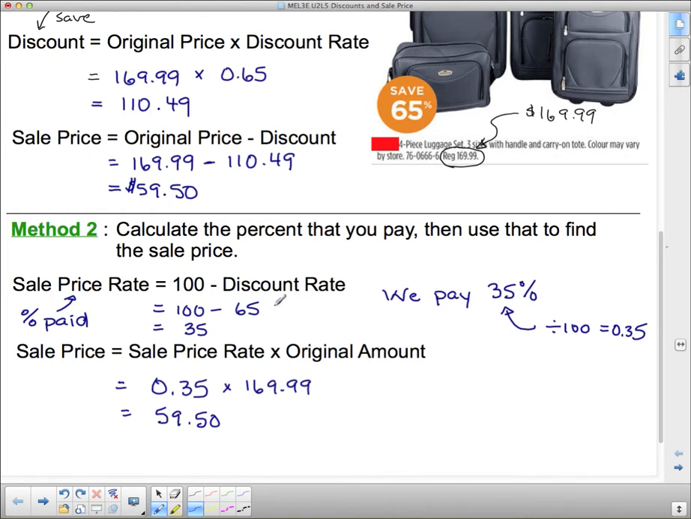Now this way is just a little bit less complicated. Sometimes this is pretty easy to do in your head, whereas the two calculations up here aren't particularly easy to do in your head. So let's do a few more.